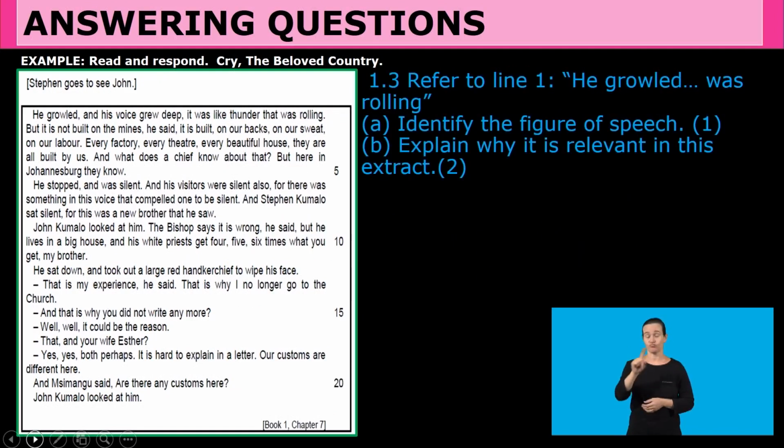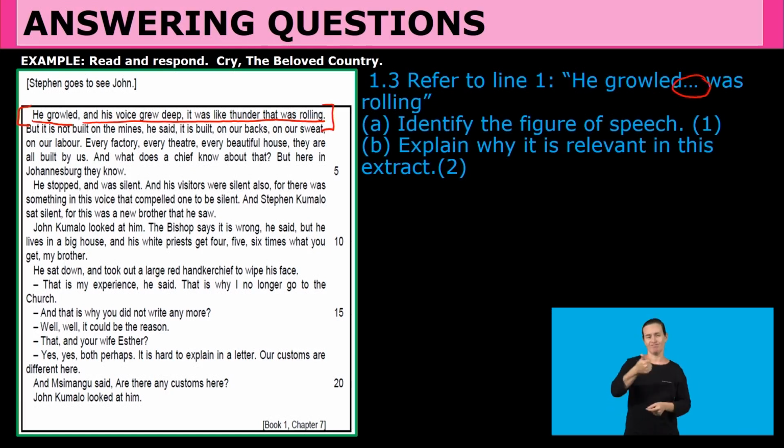Question 1.3. Refer to line 1. He growled. If you look at the reference, it says line 1. So it starts here with he growled. Then can you see the ellipsis? The ellipsis means there's a missing part. They're not going to give you the entire quote, which means that you are going to look for the entire quote in the text itself, all right? And there we find it. So rolling was the last word. That means it's going to focus on that area and that area there, all right? So number 1, you have to identify the figure of speech and explain why it is relevant.